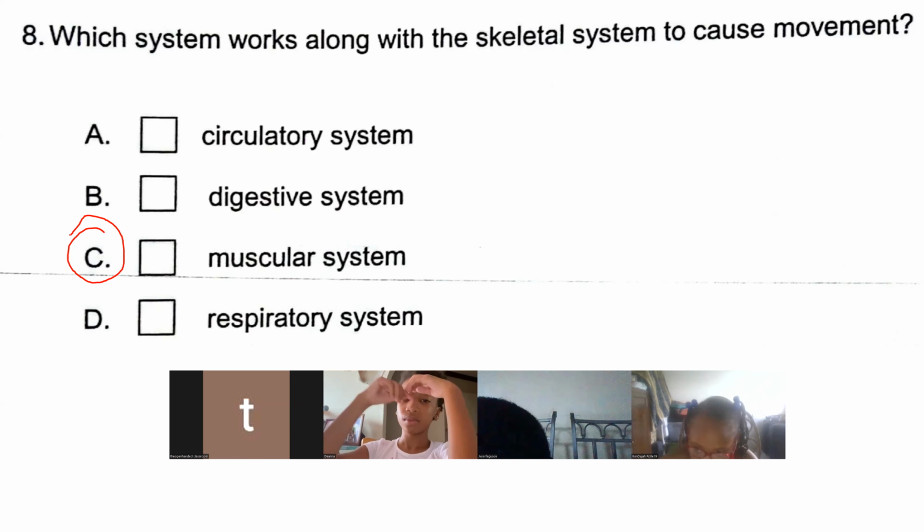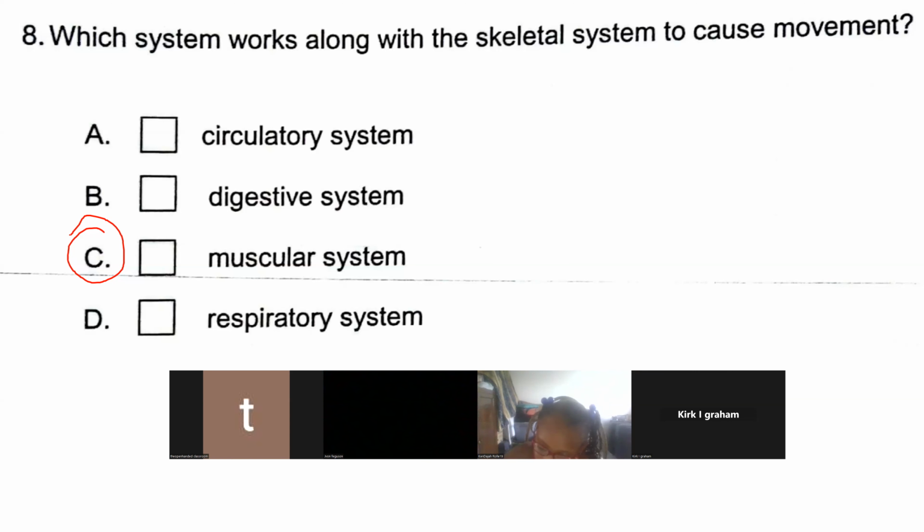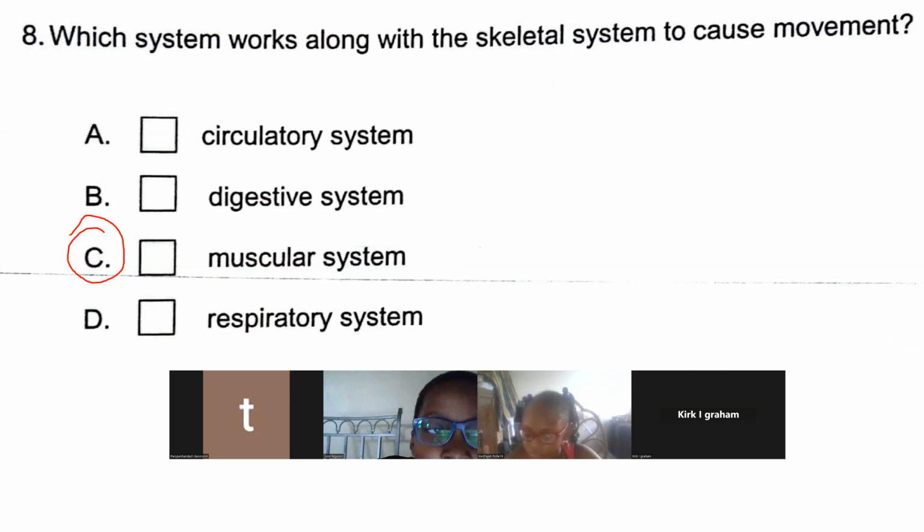All right. Kirk Ingram, are you writing this down? Yes, sir. Okay, can you read this question for me, please? What system works along with the skeletal system to cause movement? Circulatory system, digestive system, muscular system, respiratory system. What system is it? Muscular system. Very good, the muscular system.